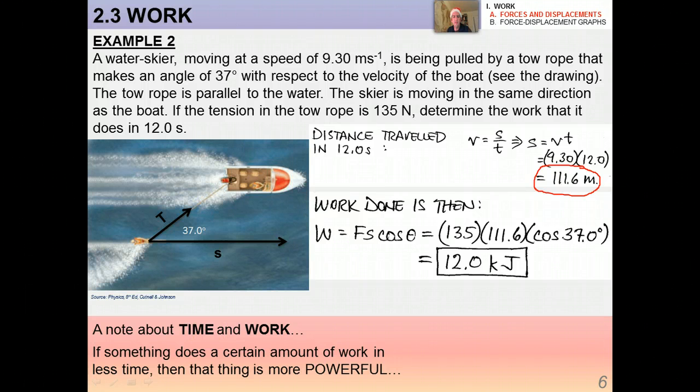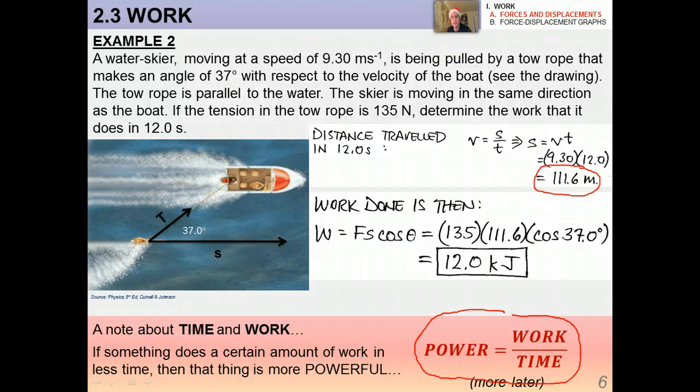Just want to make a little note about time and work. Okay? If something does a certain amount of work in less time, then we say that that thing is more powerful, right? Turns out that power is, in fact, given by work divided by time. Okay, it's also given by energy divided by time, which we'll talk about later, so you don't really need to worry about that right now.